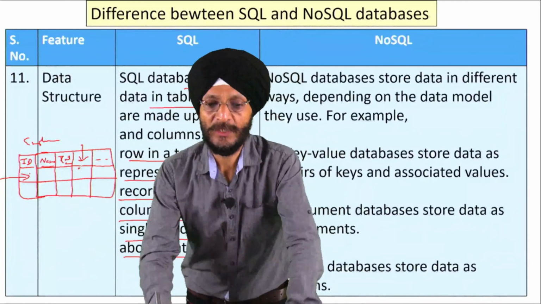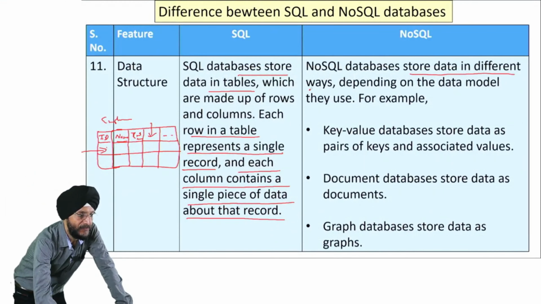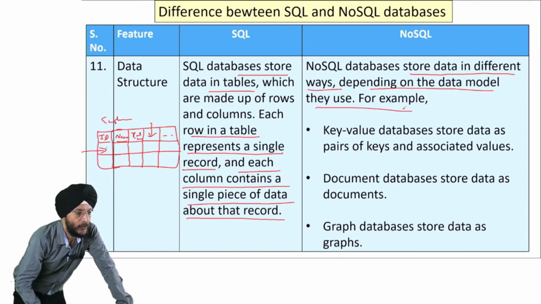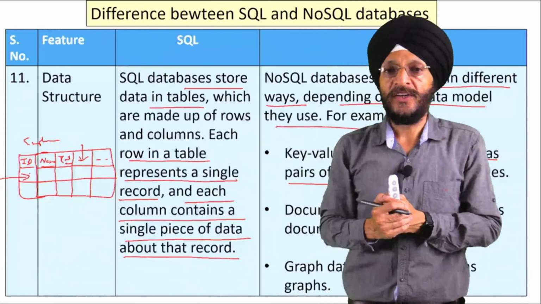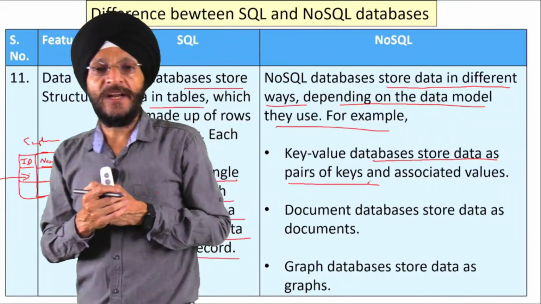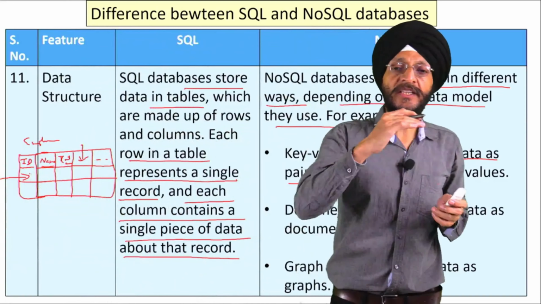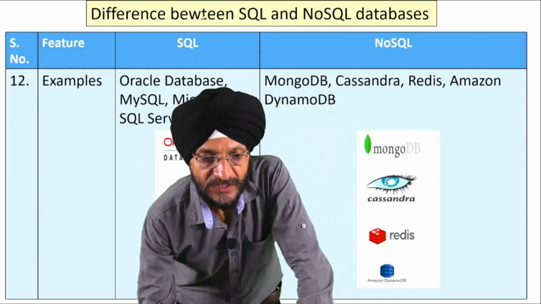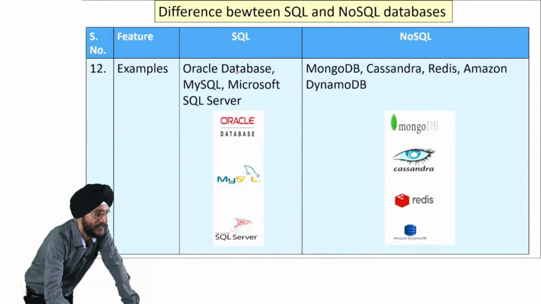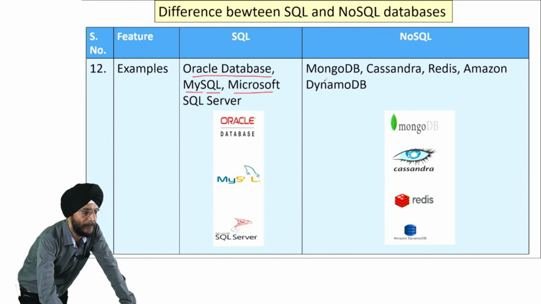On the other hand, NoSQL databases store data in different ways depending on the data model they use. For example, key value databases store data as pairs of keys and associated values. Document databases store data as documents, and graph databases store data in the form of graph-like structure. Now we will see the examples of SQL databases. The examples of SQL databases are Oracle database, MySQL, Microsoft SQL Server. In the case of NoSQL databases, the examples are MongoDB, Cassandra, Redis, Amazon DynamoDB.